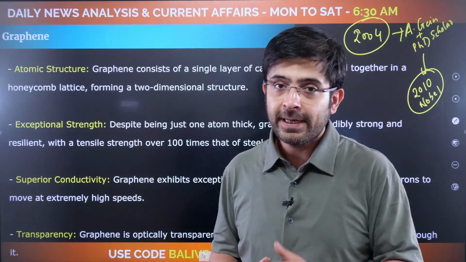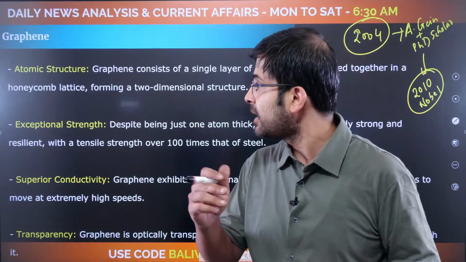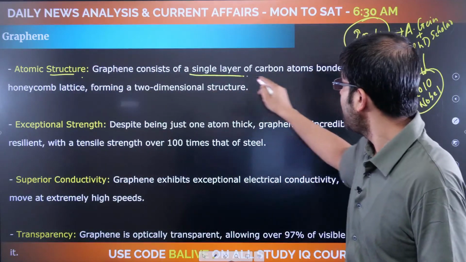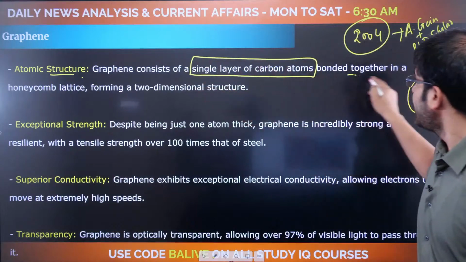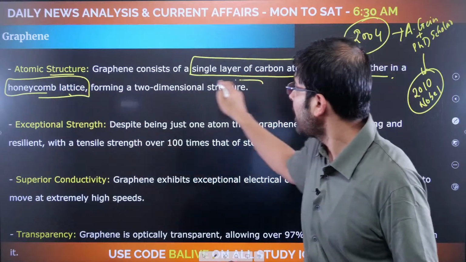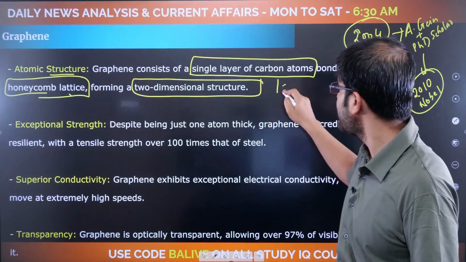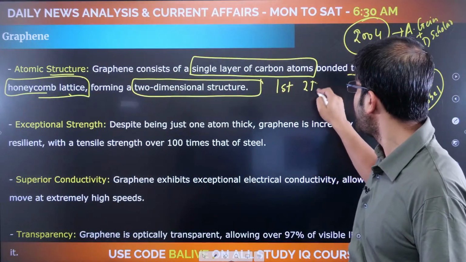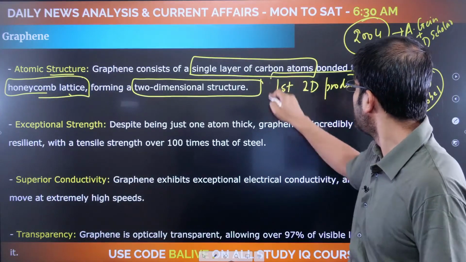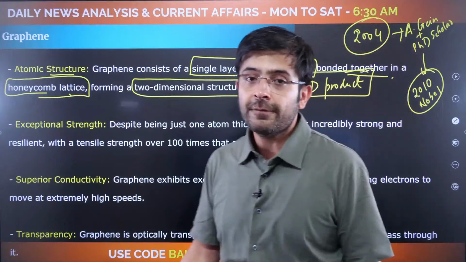Why? Obviously, it's got some very tangible reasons. Number one, its atomic structure. It consists of a single layer of carbon atoms bonded together in a honeycomb lattice, forming a two-dimensional structure. In fact, it is the world's first two-dimensional product. It's the first of its kind.